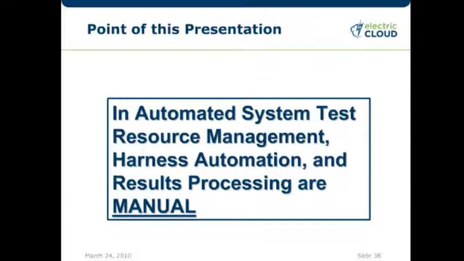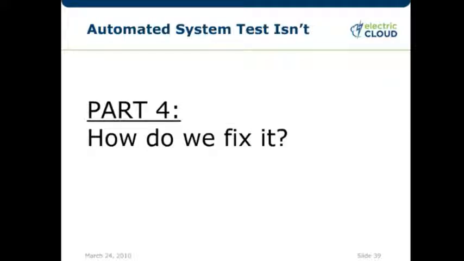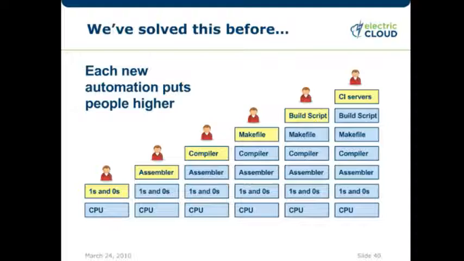So those are the 3 areas. Just to repeat them: resource management, harness automation, and results processing. So how do we fix that? Let's look at this. This is an evolution. These are problems that have been solved before, and if we look at this evolution, you might recognize this. If you've been doing things as long as I have, you'll find where you entered the software development world. I don't have a timeline here, but we could probably put one on there.